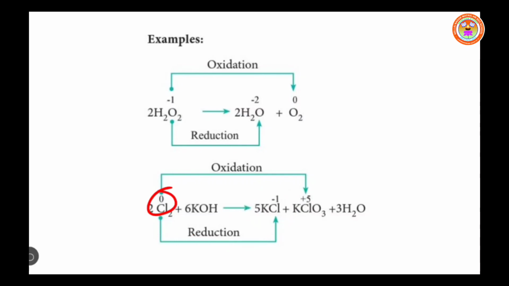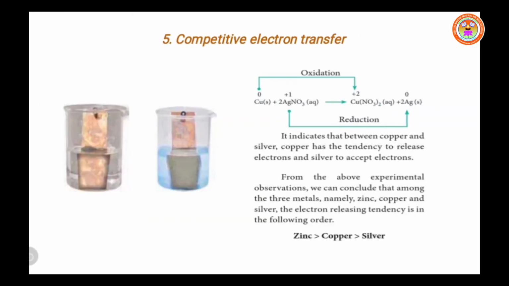Then the oxidation state of chlorine in potassium chlorate, that is KClO3, will be +5, we know. So here the 0 oxidation state is increased to +5. So chlorine to potassium chlorate is the oxidation reaction. Understand, children? So that's all about disproportionation reaction. Then next we are going to see competitive electron transfer reaction.